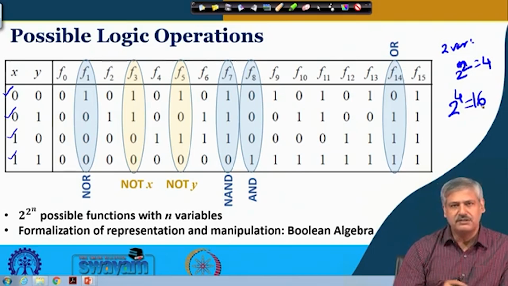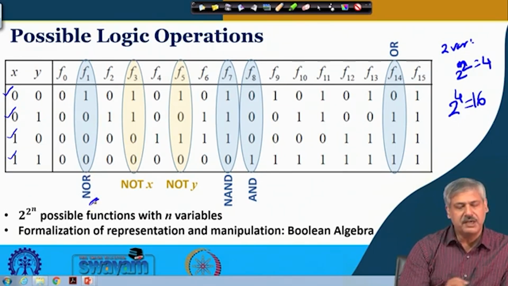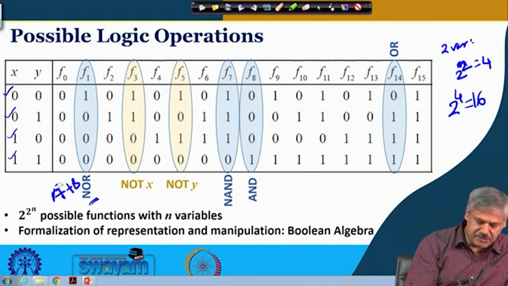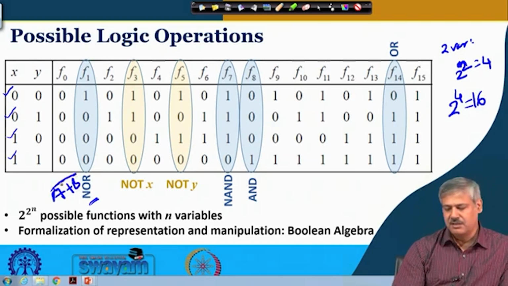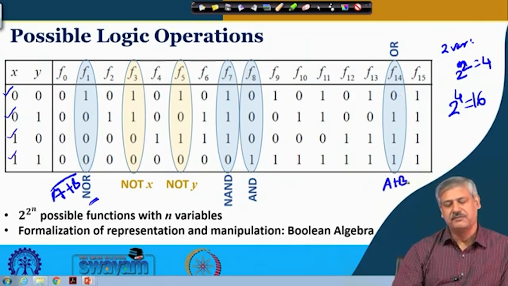And among these 16 possibilities, which operations are we familiar with? This operation we are familiar with, the NOR operation, okay. That means when 0 0 is the input, 1 is the output, and the rest are 0. So, we know this operation as A plus B prime, right, and correspondingly its inverse is over here, 0 1 1, right. So, we are familiar with this operation. This is A plus B.